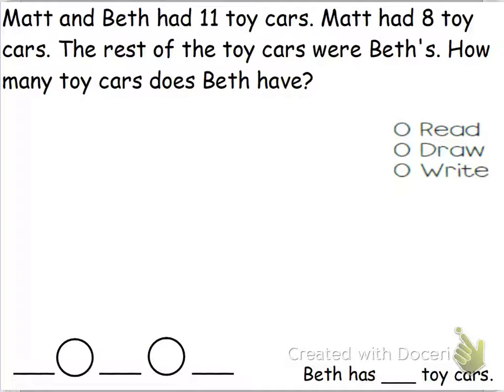So now it says, Matt and Beth had 11 toy cars. Matt had 8 toy cars. The rest of the toy cars were Beth's. How many toy cars does Beth have?